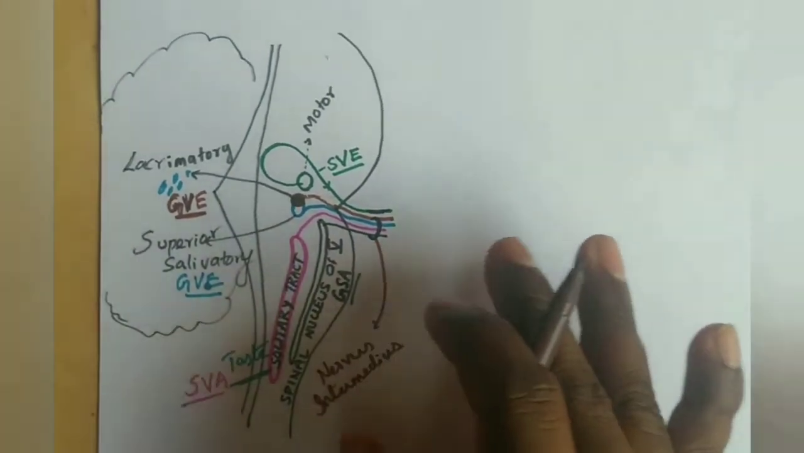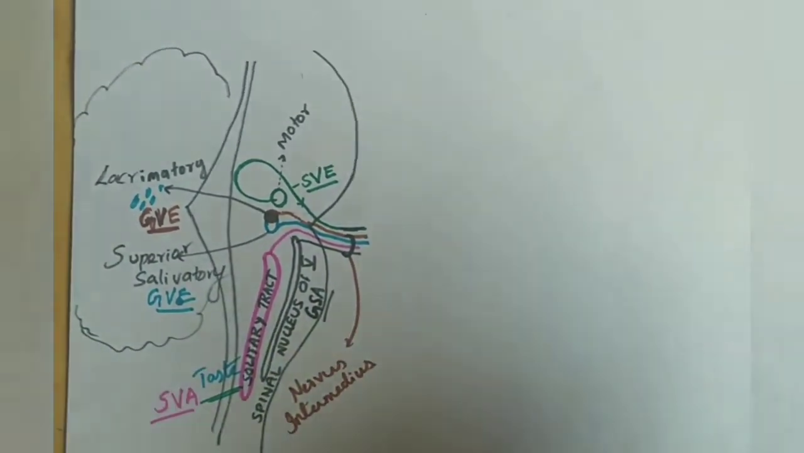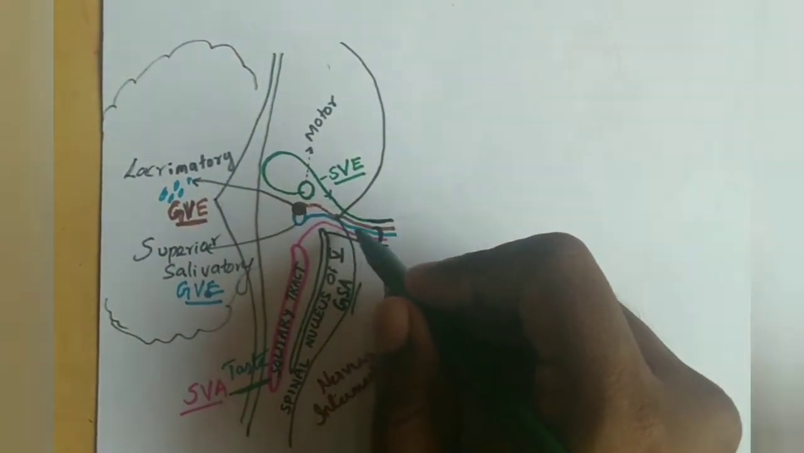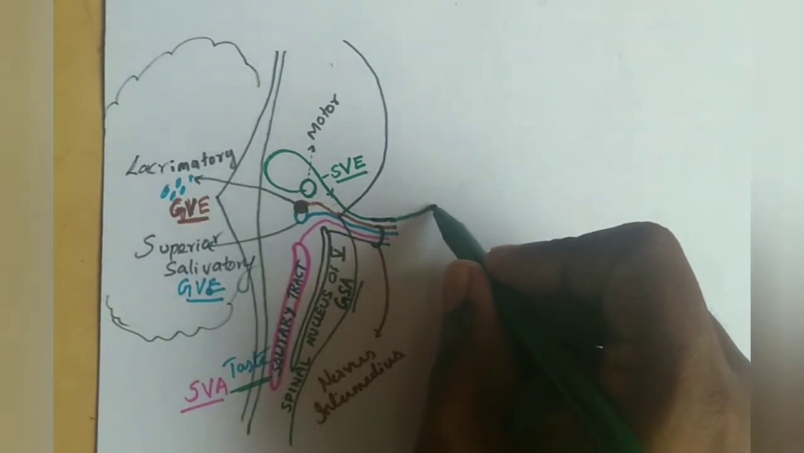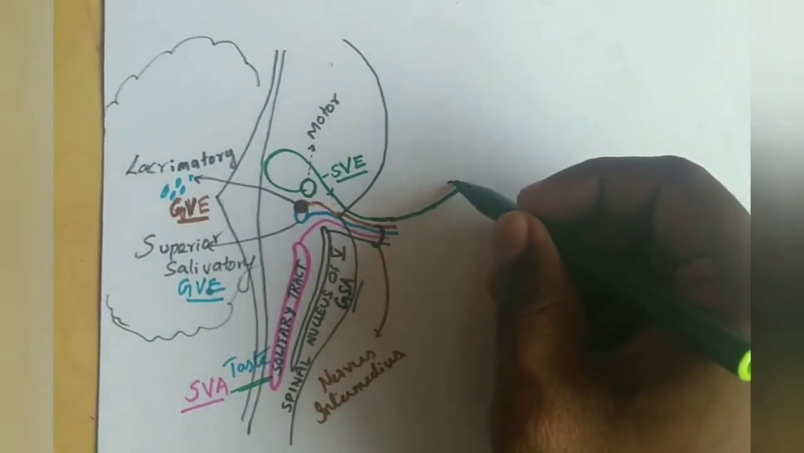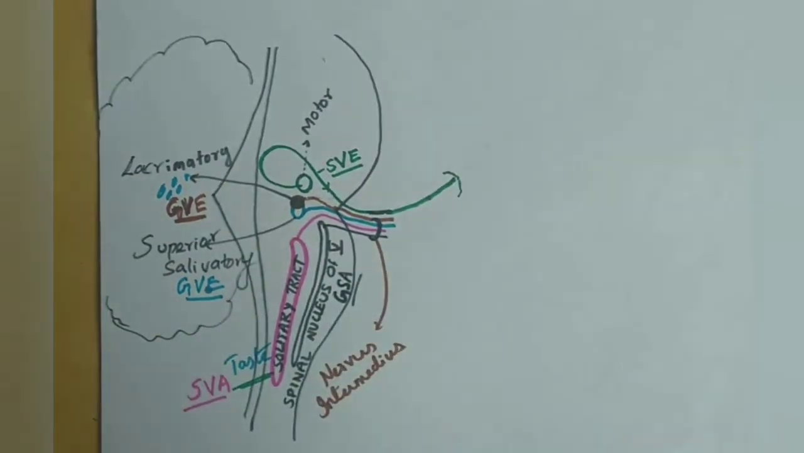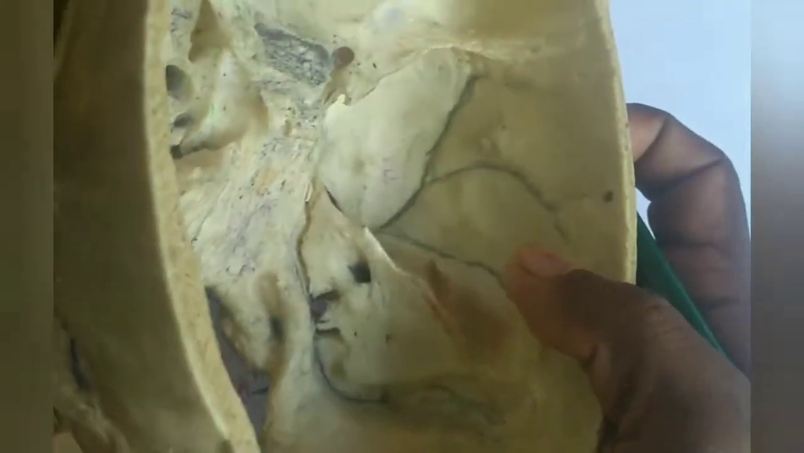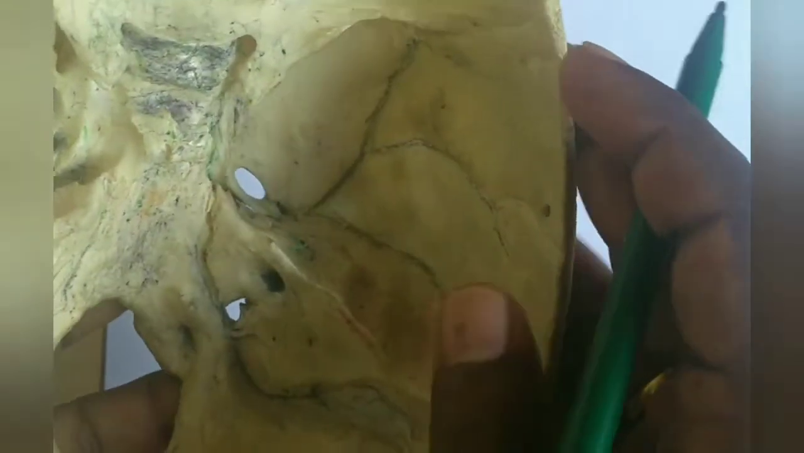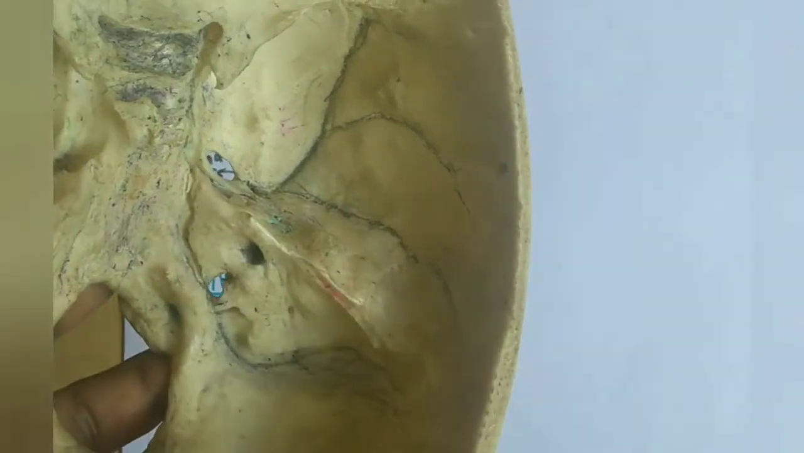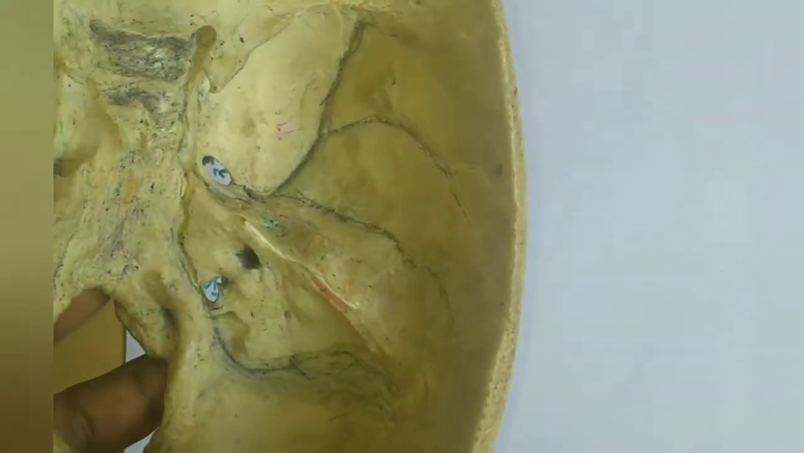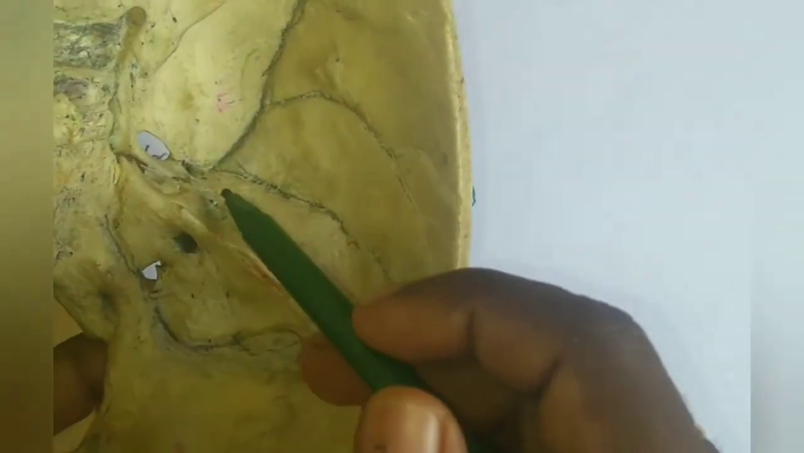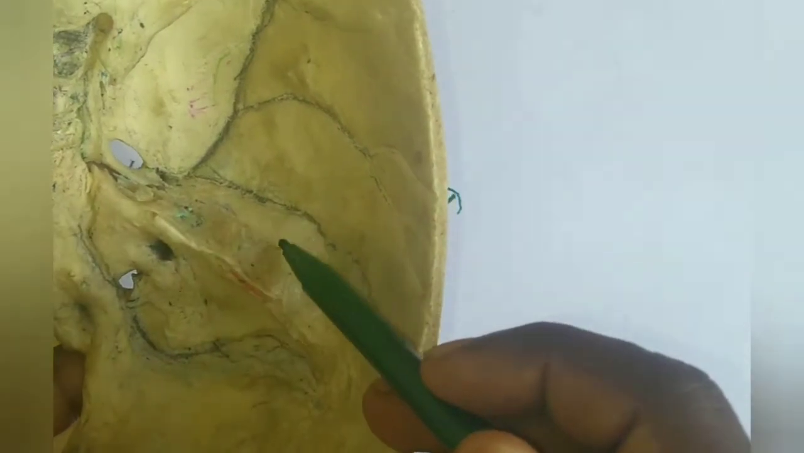Next, we'll study the course and branches. After it emerges out of the pontomedullary junction, it travels a short distance intracranially to enter the foramen called the internal acoustic meatus. So it enters inside the internal acoustic meatus to travel inside the petrous part of the temporal bone.